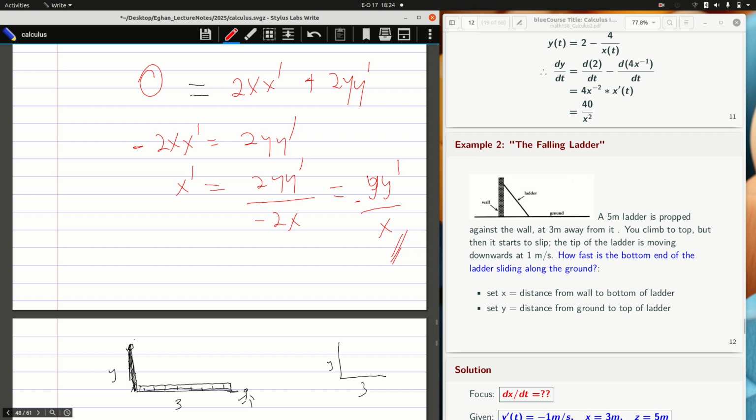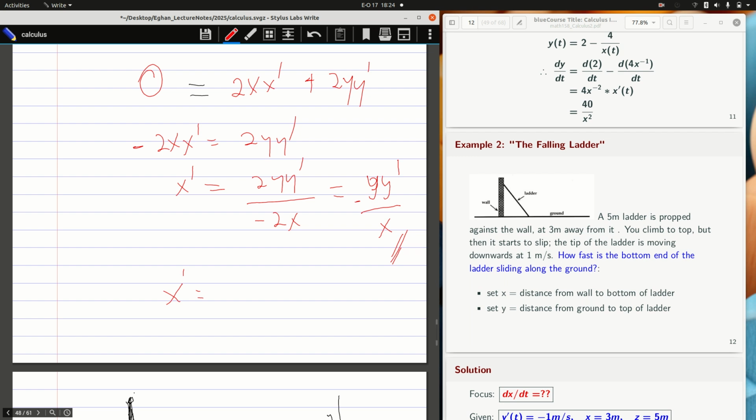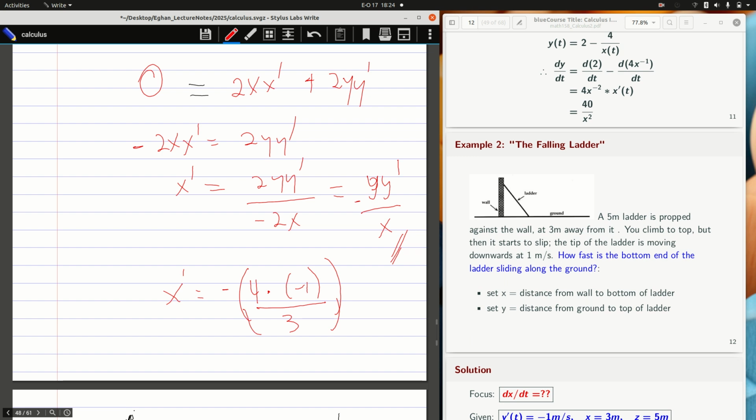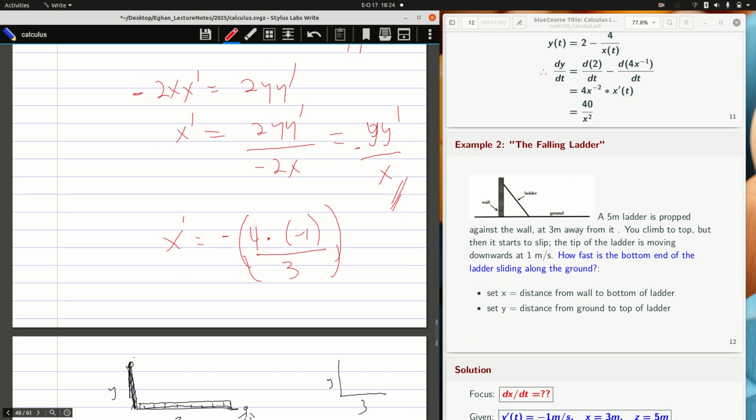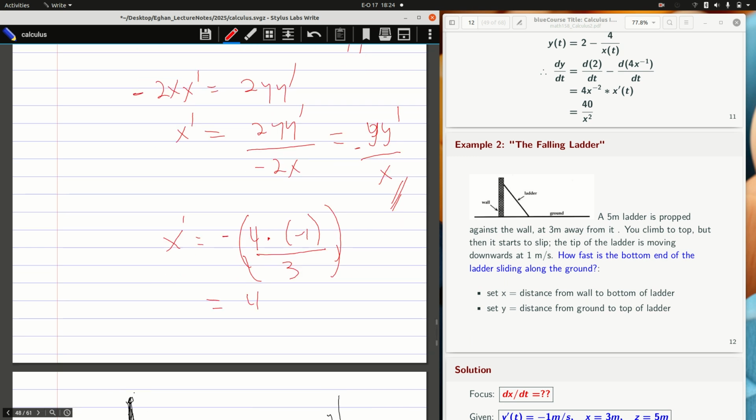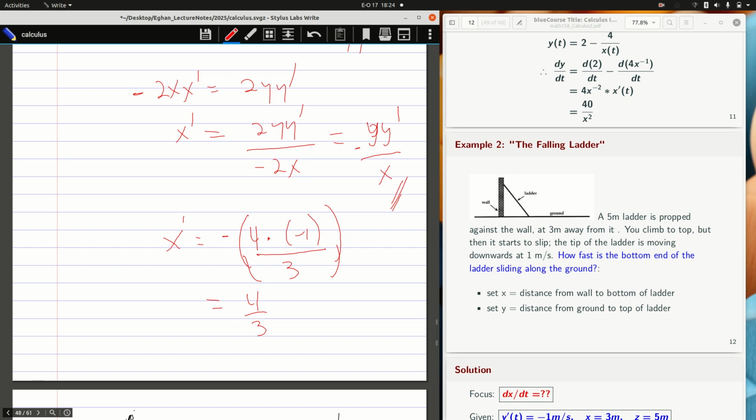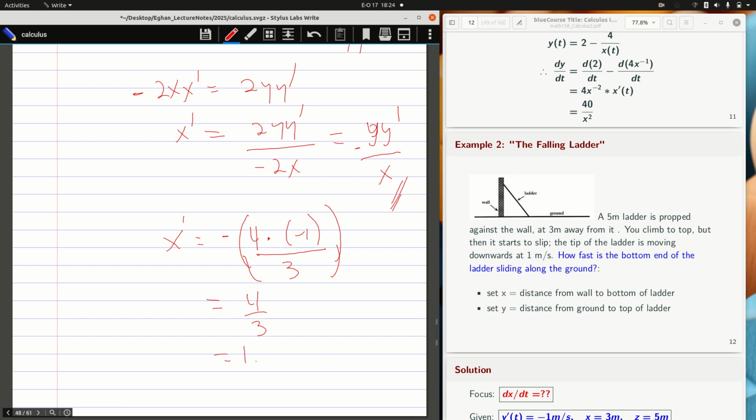Now x prime is negative y, we had 4, y prime was negative 1, all over x, which was 3, and so by substitution I have 4 on 3, which is equal to 1.333 meters per second. The dx/dt is per second because of the time variable.